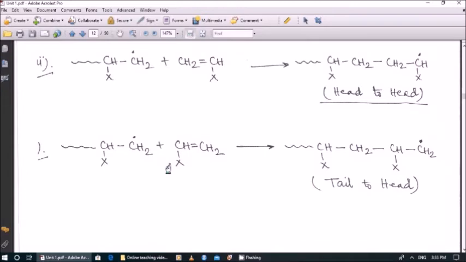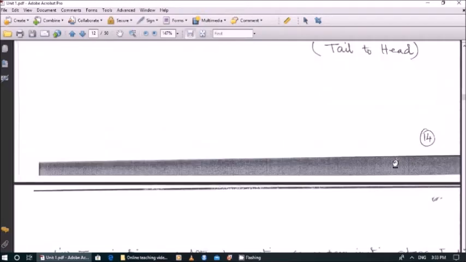And the fourth and last combination is tail to head, that the tail of the incoming monomer may react with the head of the growing polymer chain. So this will form a tail to head type of polymer.